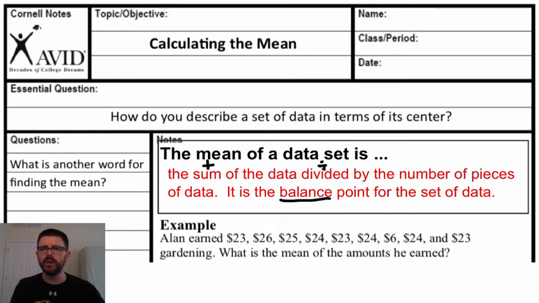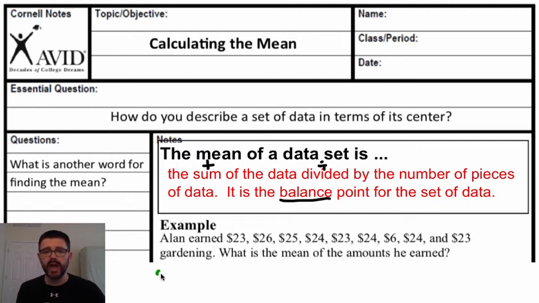Here's what that looks like. Here's what I expect you to write down. This one said Alan earned $23, $26, $25, $24, $23, $24, $6, $24, and $23 again, doing some gardening. What is the mean? Or sometimes you'll hear it called the average. Those both mean the same thing. They're two different words for the same idea. What is the mean of the amounts he earned?